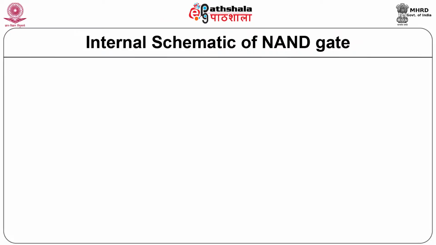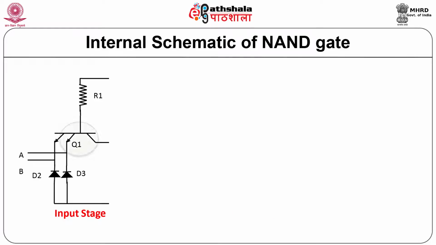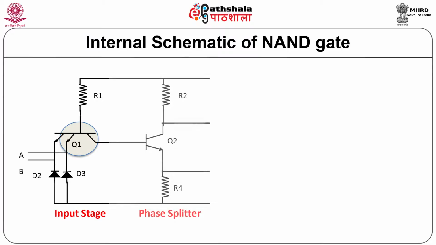Consider the internal schematic of a TTL logic gate. It has three parts: input stage, phase splitter and output stage. The input stage consists of a multi-emitter transistor. Two inputs A and B can be applied here. These are logic 1 and logic 0 and their combinations. In the second section, that is the phase splitter, the transistor is used as a switch and it splits the phase into two parts, that is logic 0 and logic 1.